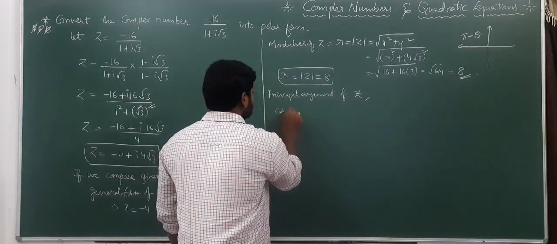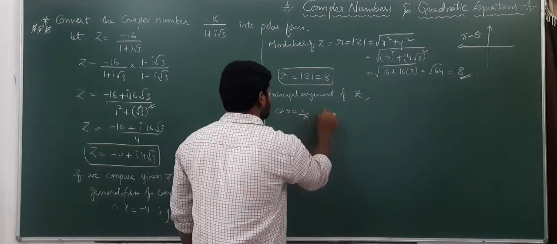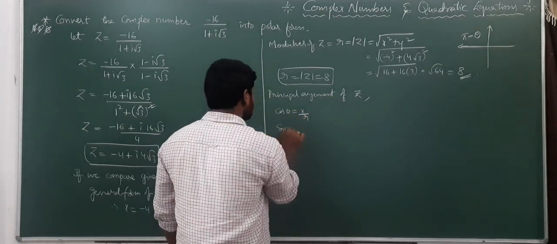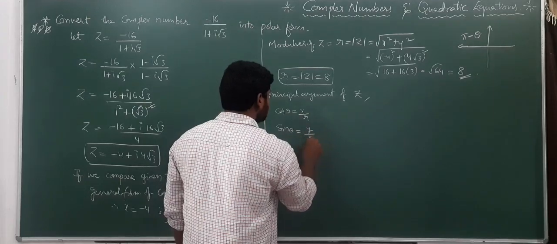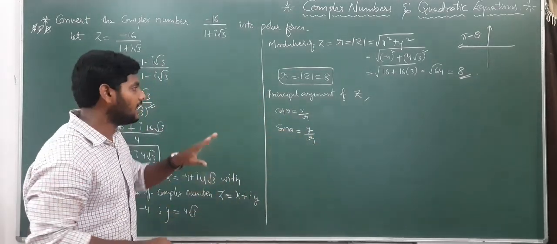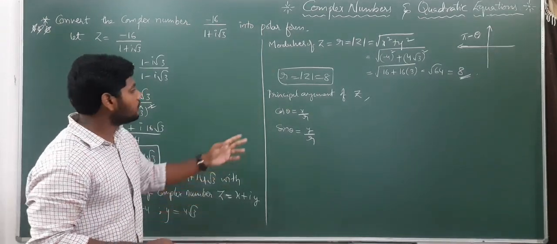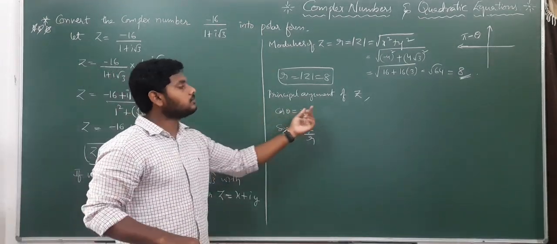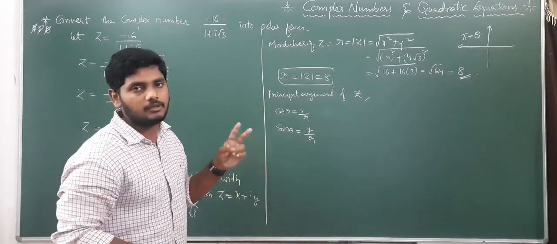See, cos theta is equal to x by r and sin theta is equal to y by r. According to this you can find it, but we have another shortcut formula. If we find cos theta and sin theta, both values we need to find. That means double the time it will take.